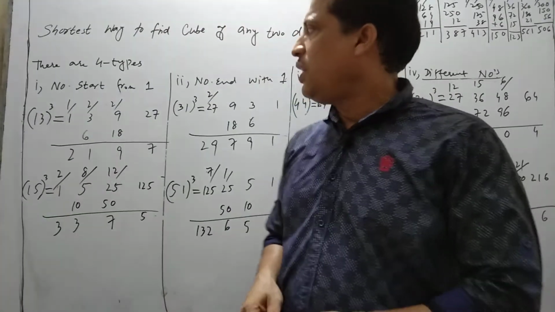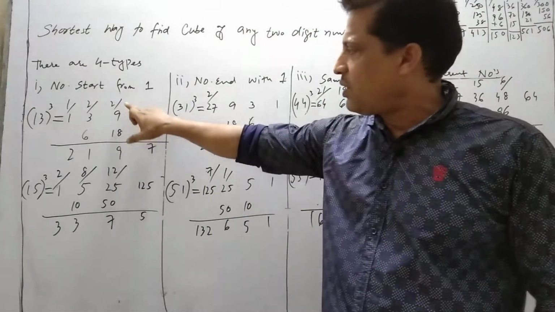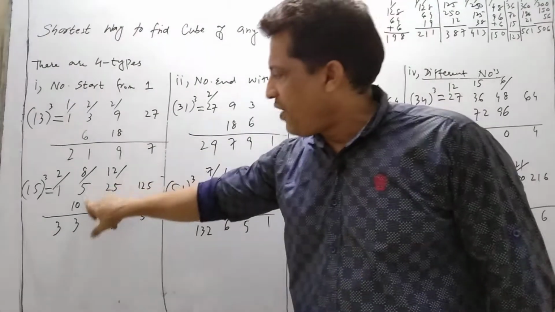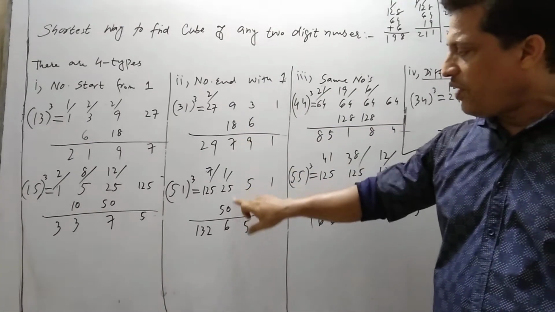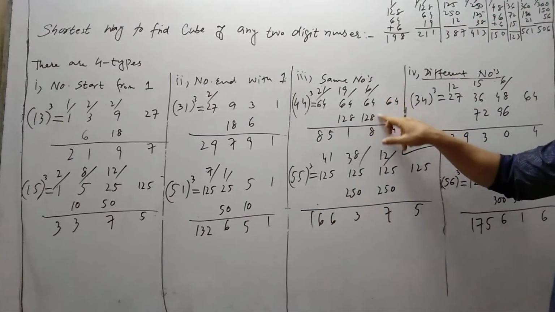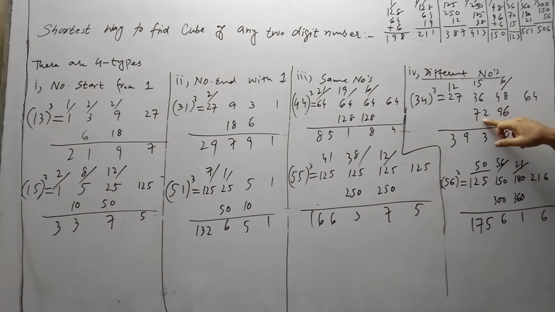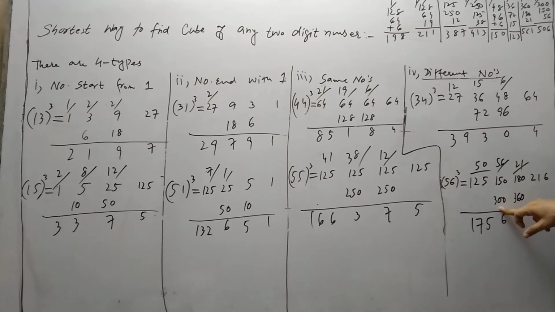I hope you understand. One thing is the same in all four rules: double of the middle numbers. 9 2s are 18, 3 2s are 6, 25 2s are 50, 5 2s are 10, 3 2s are 6, 9 2s are 18, 5 2s are 10, 25 2s are 50, 64 2s are 128, 64 2s are 128, 36 2s are 72, 48 2s are 96, 150 into 2 is 300, 180 into 2 is 360.